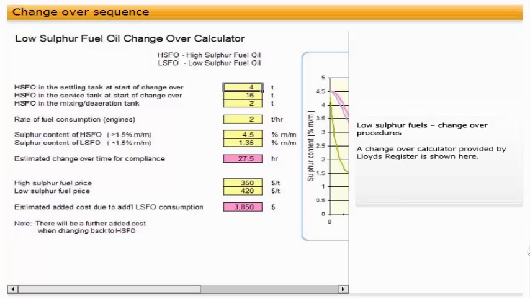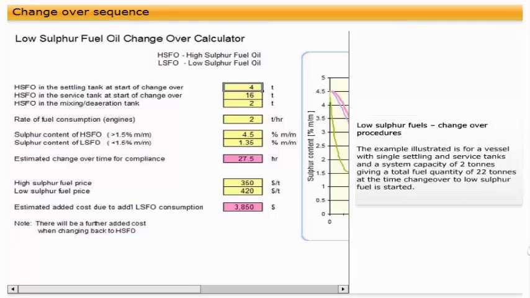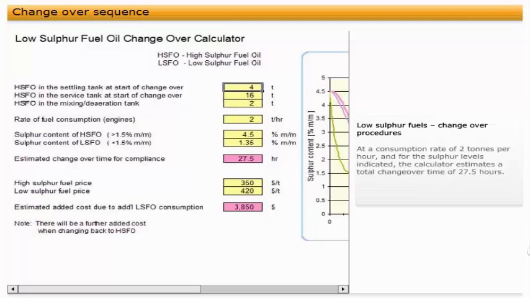A changeover calculator provided by Lloyd's Register is shown here. The example illustrated is for a vessel with single settling and service tanks and a system capacity of 2 tons, giving a total fuel quantity of 22 tons at the time changeover to low sulfur fuel is started. At a consumption rate of 2 tons per hour, and for the sulfur levels indicated, the calculator estimates a total changeover time of 27.5 hours.